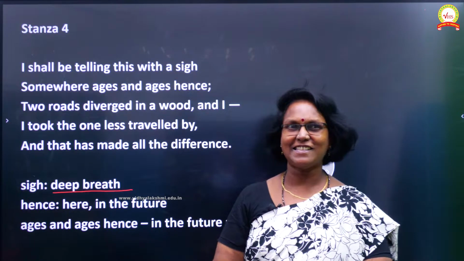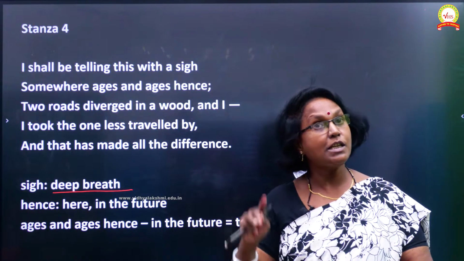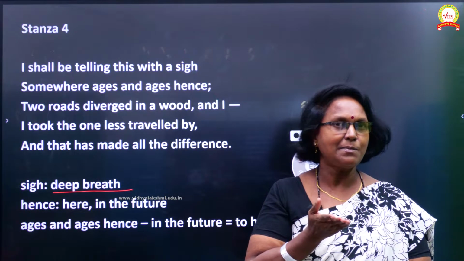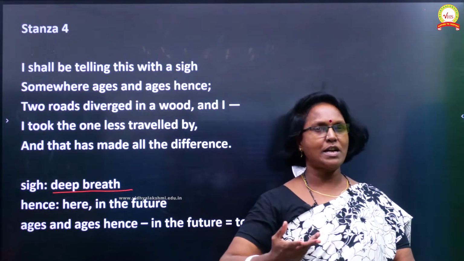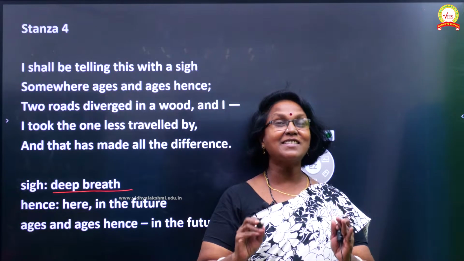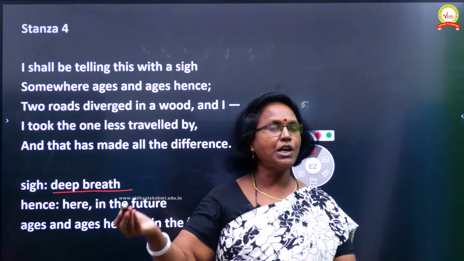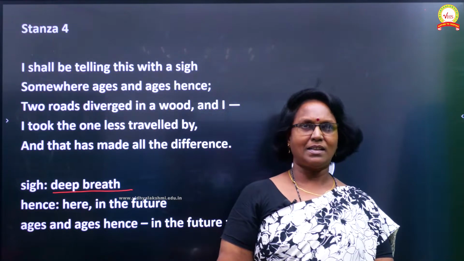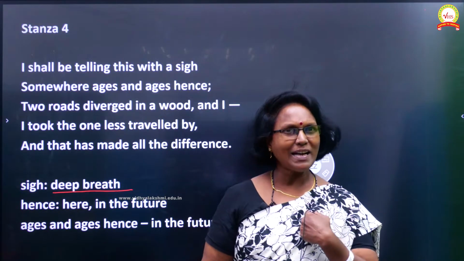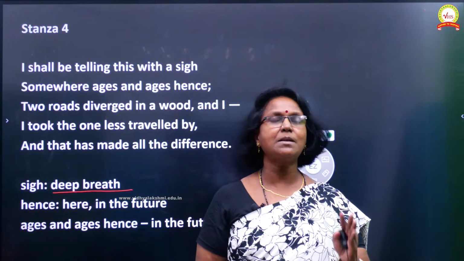Ages and ages hence. That means in the future, maybe to his grandchildren, he might tell them, see, long, long ago, I had to take a decision. That's what he says. That means the poet had to take a decision, or else, in case we get into the shoes of the poet, every person has to take a decision. Correct? But here the poet is telling that in the future, he is going to tell someone, ages and ages from then, that I took the one less travelled by. That means he had chosen a career which was not taken by the others.